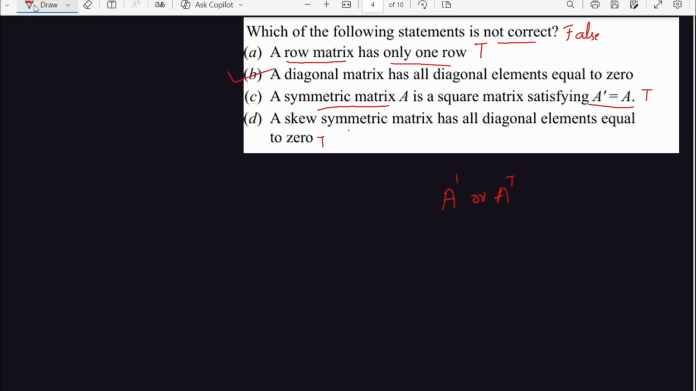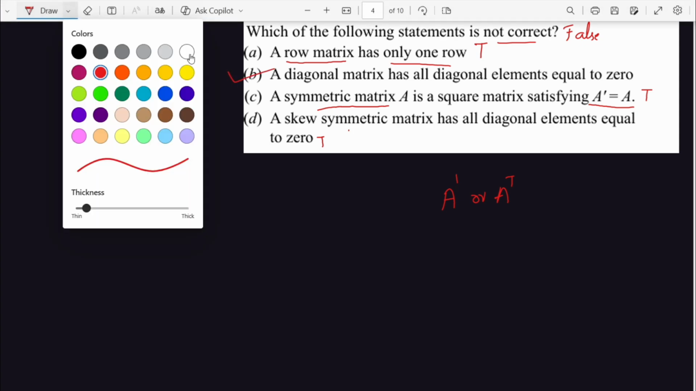It is given symmetric matrix satisfies this condition. What is that condition? This or this. Both mean the same, correct? A transpose is written like this or like this. So this is the definition of a symmetric matrix. So this is also a true statement. What about this? Skew symmetric matrix has diagonal elements 0. Yes, this is also a true statement. So which is left out is option B now. They have asked which is not correct. That means we have to find out which is false statement. So what is my false statement? Option B. So option B is my false statement now.